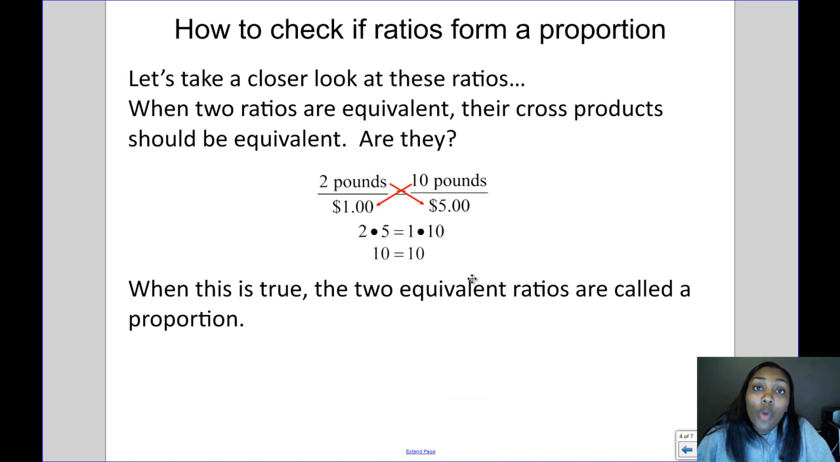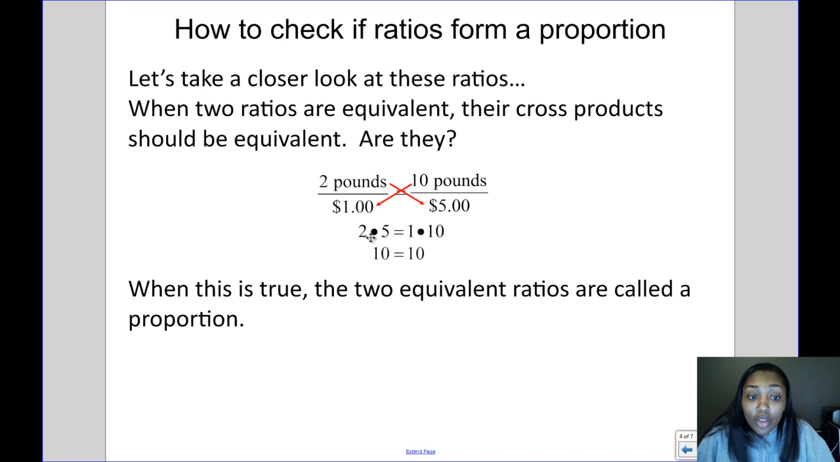So one thing that you can do is check to see if ratios form a proportion, because not all ratios form a proportion. You may have 2 ratios where the statement says that they're equal to each other, but they may not be. So here is how you can actually check to see if 2 ratios form a proportion. If 2 ratios form a proportion, that means their cross products would be equal. That means if you multiply the 2 numbers diagonal from each other, they should be equal on either side.